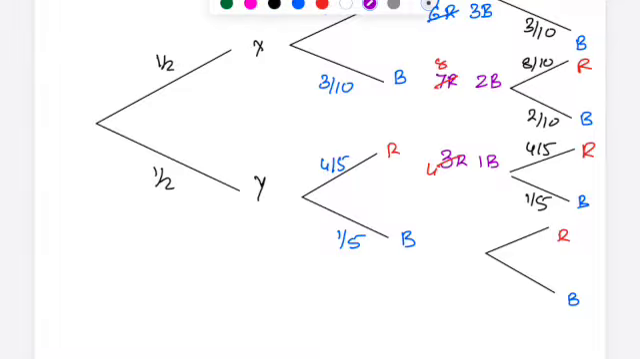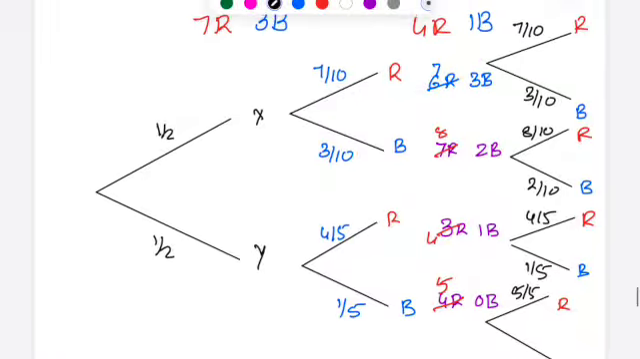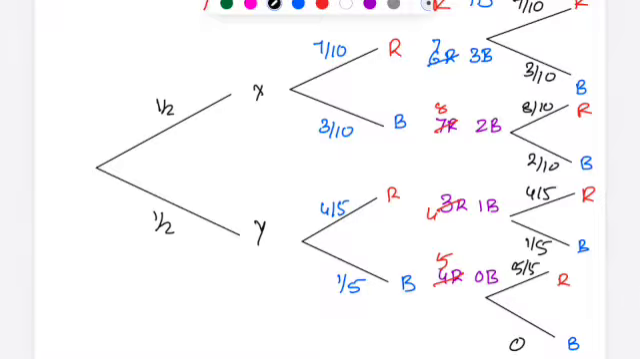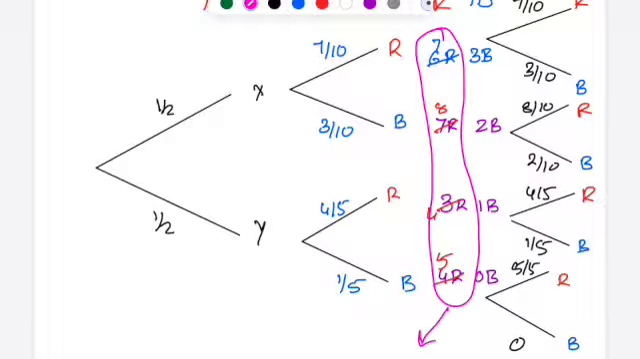In this case, it will become 4 red and 0 blue. But again, one red is added, so it will become 5. So what will be the probability over here? It will become 5 upon 5 and it will become 0. This is going to be the weight. So remember that in all these cases, one red is added.